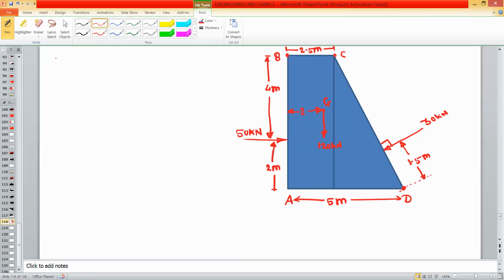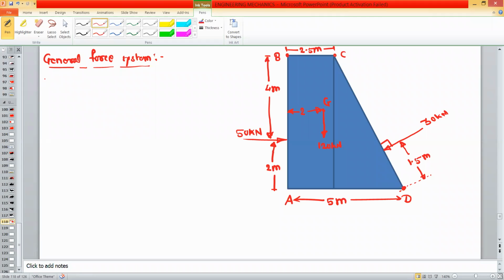Right now we are solving this problem on the general force system. So what is the meaning of general force system? I hope everyone knows. General force system means forces are acting at different locations and in different directions. So this is called a general force system.